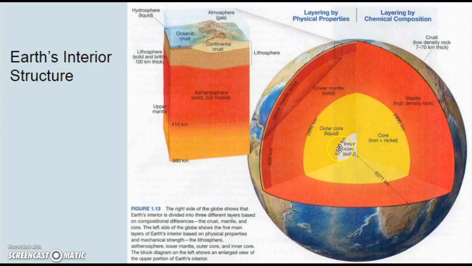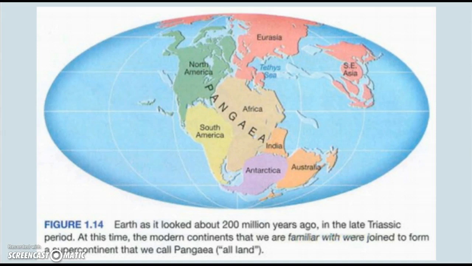Earth's interior structure. We've got a crust. We actually have two different types of crust: oceanic crust and continental crust. We have the mantle. The Earth is mostly mantle. We have a liquid outer core and a solid inner core. And we'll get into the science behind how we know this to be the case.